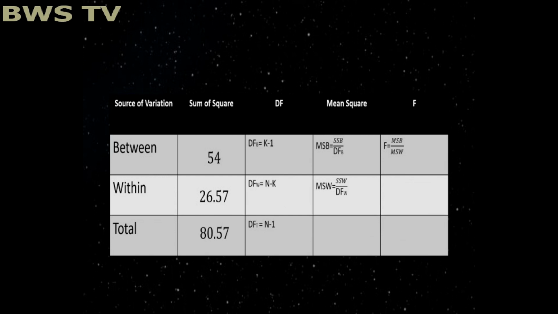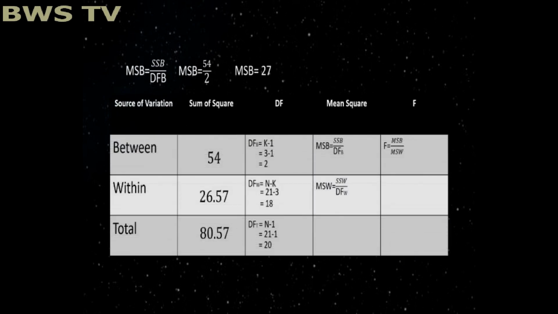Now let's go to DF. So let's start with DFB. We have 3 minus 1 equals 2. And then DFW, we have 21 minus 3 and then we get the answer of 18. And then the DFT, we have 21 minus 1 and then you get the answer of 20.